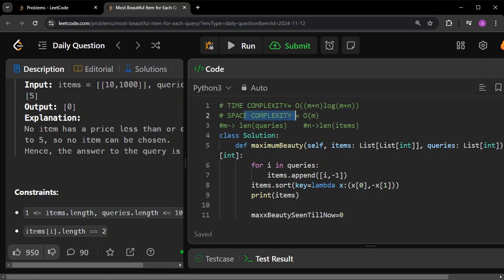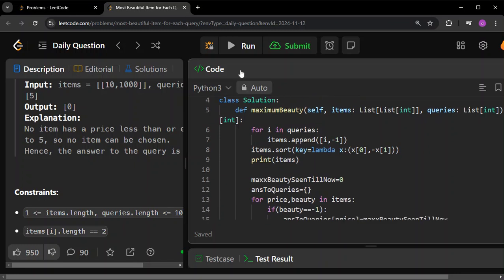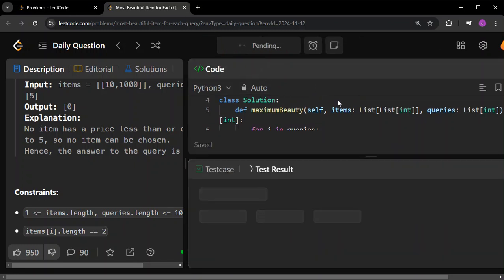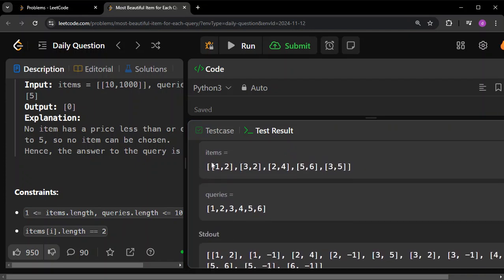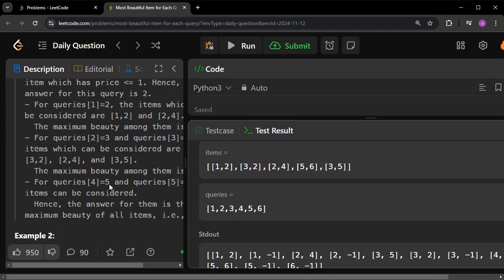Coming to space complexity, only the space of this will be impacting the space complexity. So that is the thing that I'm trying to show you. Next, how to do the solution. First of all, let me quickly run this and show you how the output is coming, because based on the output I will explain the solution. This is regarding the first example. Let us bring the first example here.